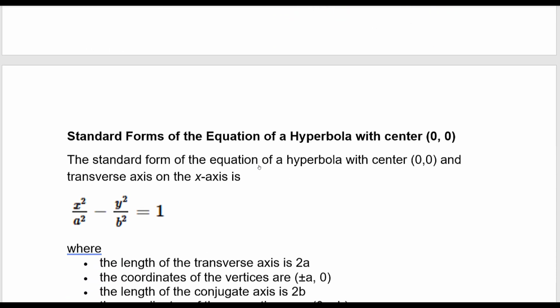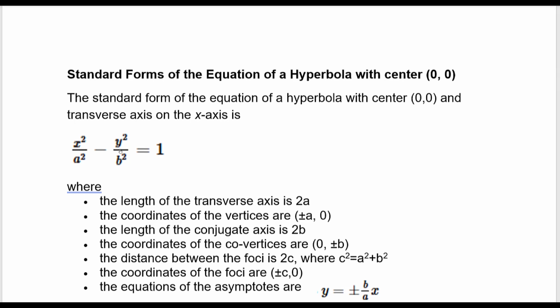Standard form is the equation of the hyperbola centered at 0, 0. So the standard form is going to be either x squared over a squared minus y squared over b squared equals 1. So this is the case if it opens sideways. The length of the transverse axis is 2a, with a being the square root of what's under the positive term. The coordinates of the vertices are plus or minus a comma 0.